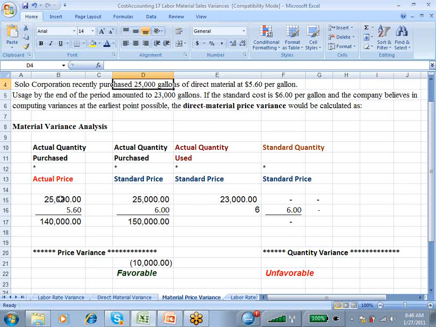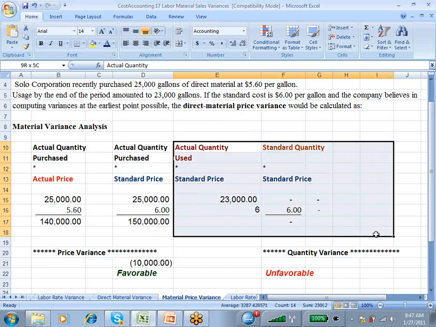The 25,000, that's what we actually purchased. The $5.60, that's what we actually paid. The standard cost is $6 a gallon. We multiply down. Actual times standard, we multiply down. There's our actual times actual. And we see that we actually paid $140,000, but when we introduced standard price, we expected a higher standard price by 40 cents, $6 versus $5.60. So working toward the middle, our standard price would have been higher, so it's a favorable variance. Actual is less than standard by $10,000.